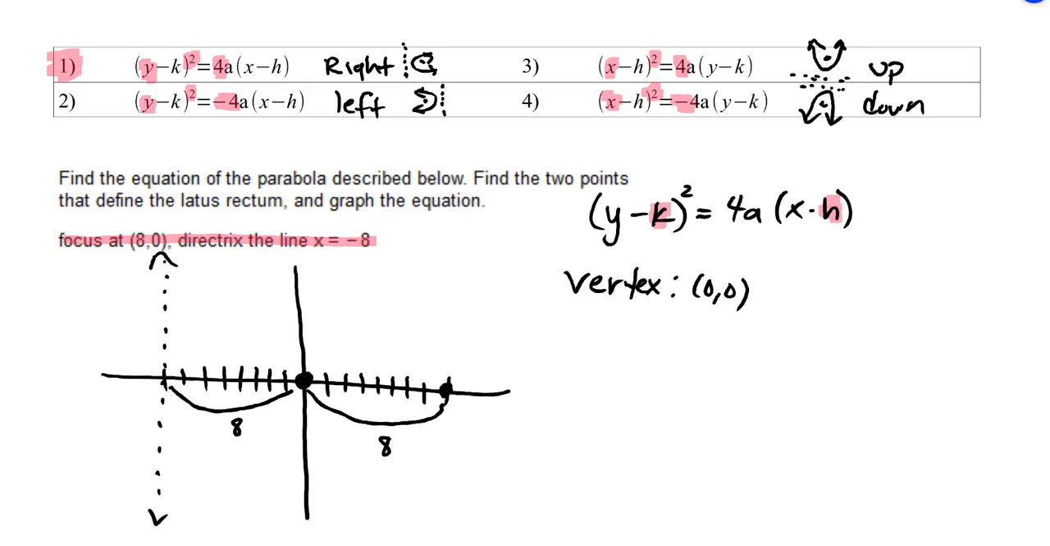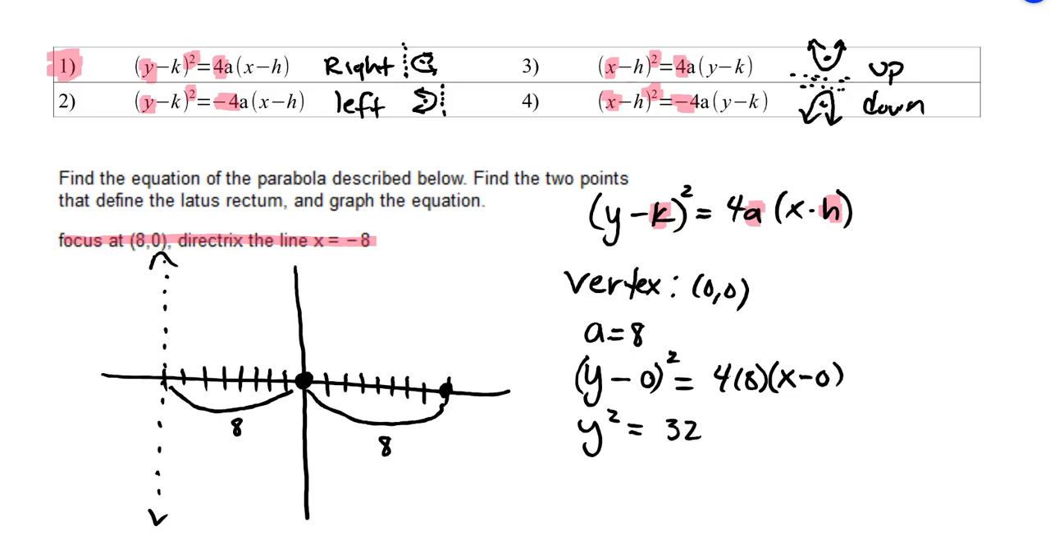The only other piece of information I need is the a. a is the distance between the vertex and the focus. So we can see from our picture that that is 8. So I'm able to fill in the equation now. (y minus 0) squared equals 4 times 8 times (x minus 0). That's y squared equals 32x. So that's the equation of the parabola.